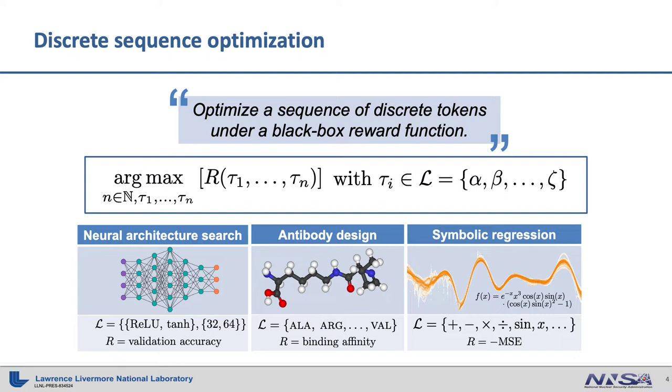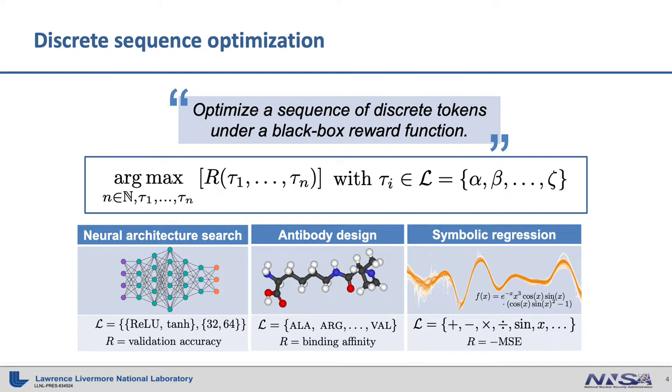Some examples are neural architecture search, in which you can describe hyperparameters of the neural network as tokens, and then you have to find the hyperparameters that optimize the performance in a given task. Other examples will be explored during this presentation, such as antibody design, in which you have to find the antibody that better neutralizes a given biological threat, and symbolic regression, in which you have to find an equation that best fits some available data that you have from, for example, a natural experiment.